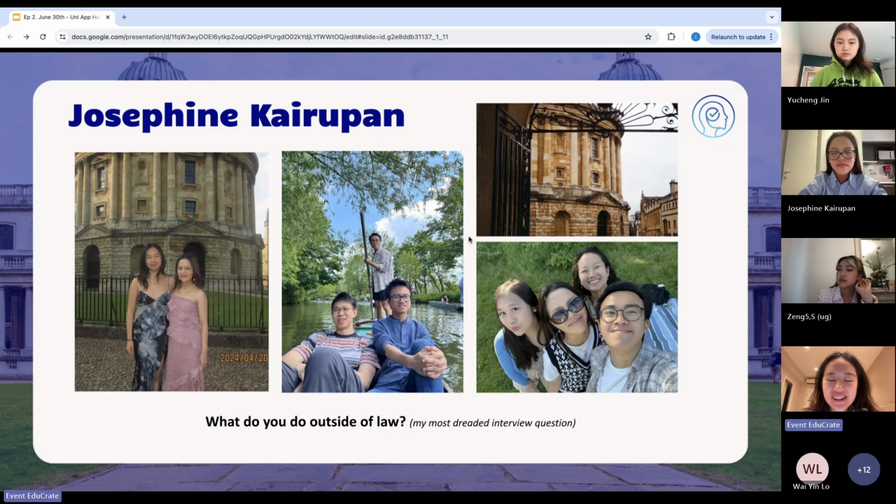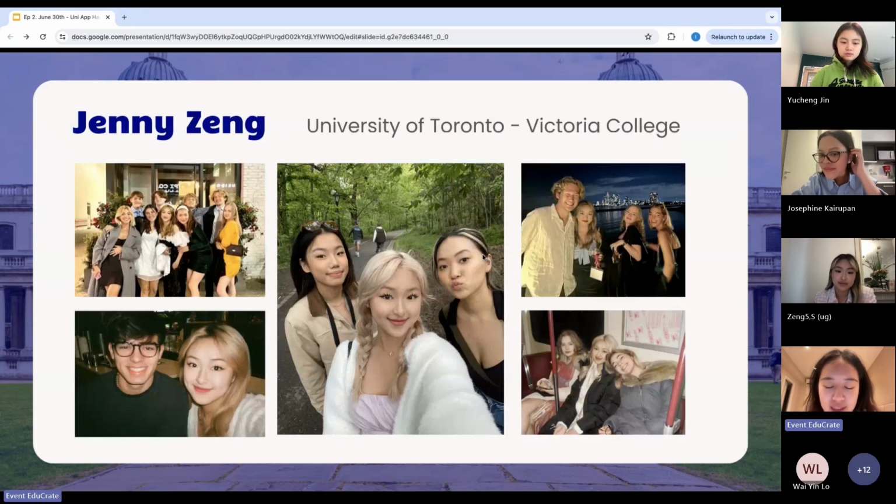Also very insightful, and very helpful for students who are thinking about applying to either law or Oxbridge. Thank you. So moving on, last but by no means least, let's invite Jenny from LSE to talk about her experience with university.